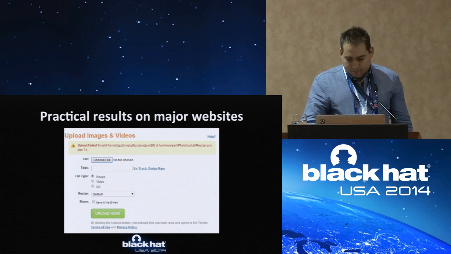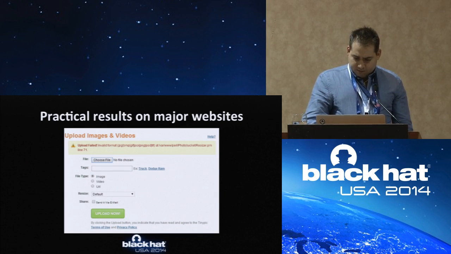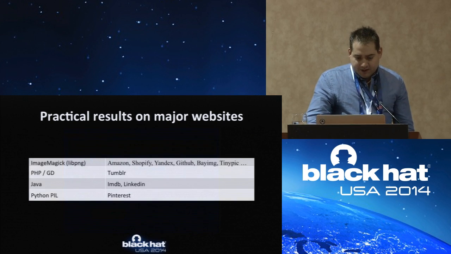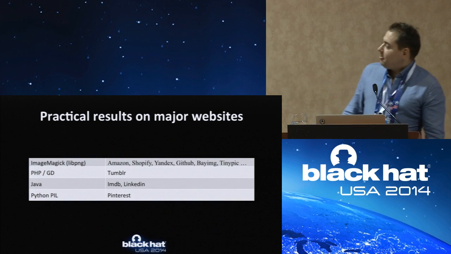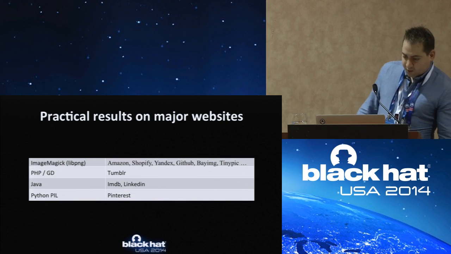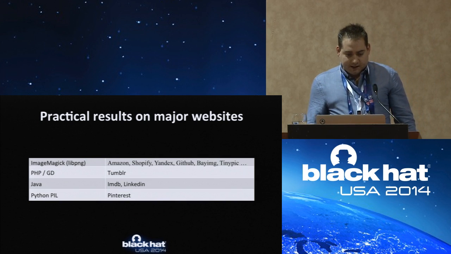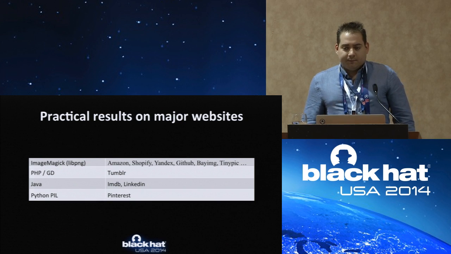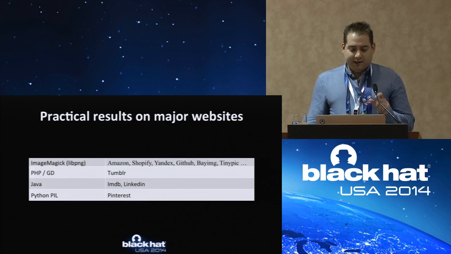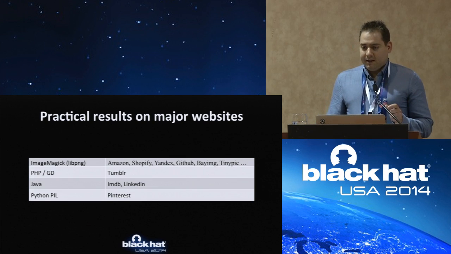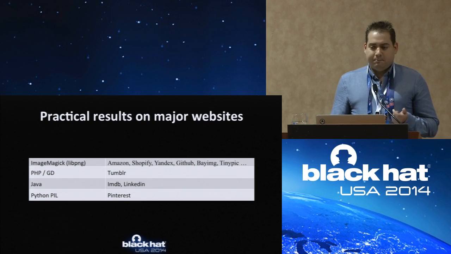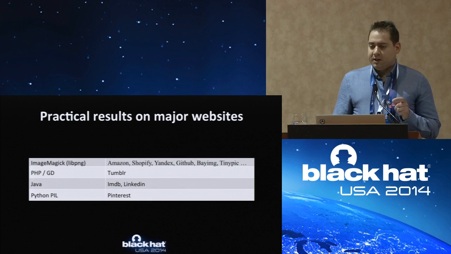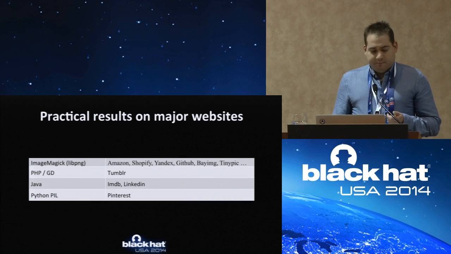And so, I'm going too fast, actually. Some of the results I got: Amazon, Shopify, Yandex, GitHub, BayIMG, and TinyPic all use ImageMagick, which is based on libpng. But you can make the difference between libpng and ImageMagick principally because ImageMagick will also decode MNG and JNG, which libpng doesn't do.